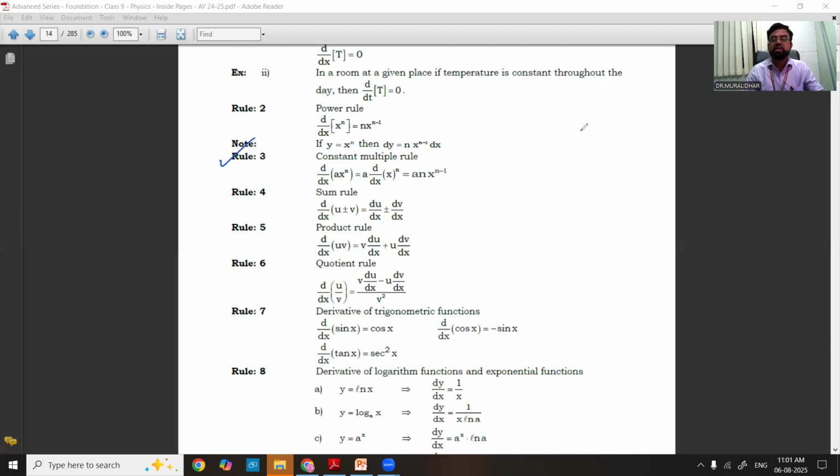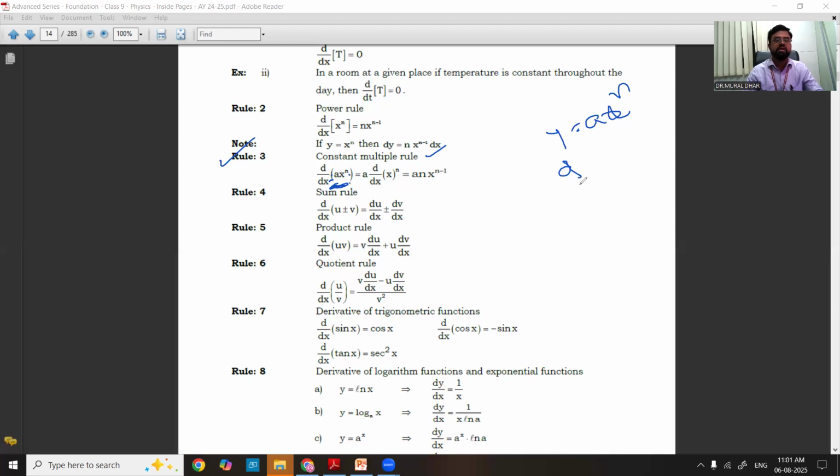Then rule number 3, the constant multiple rule. First is constant, second one is power, third one is constant multiple rule. So here, two constants are multiplied. So what is the y value here? y is equal to a x to the power of n. So both are constants only. Then how to write it?